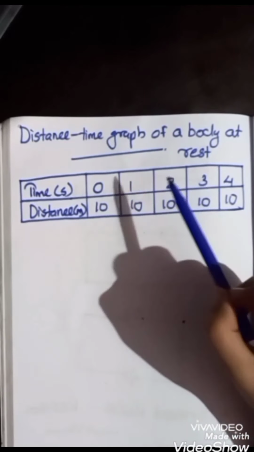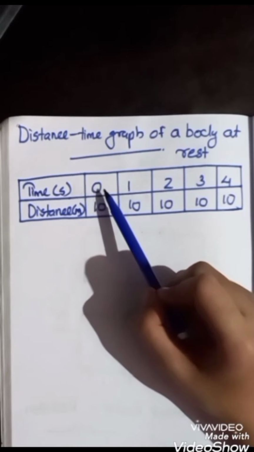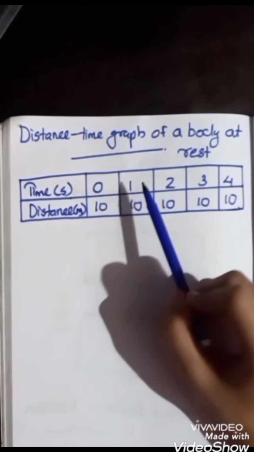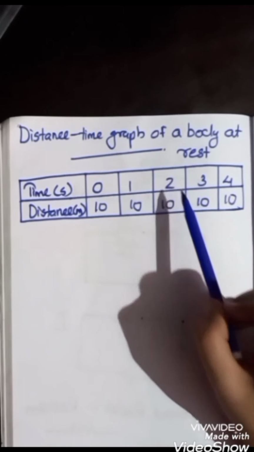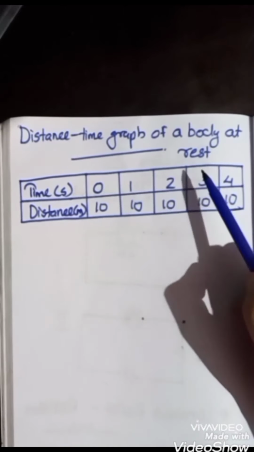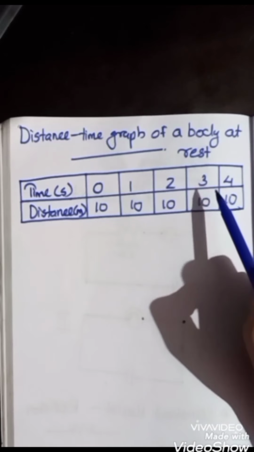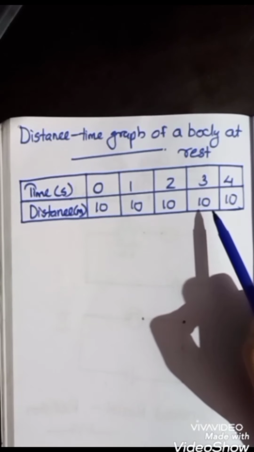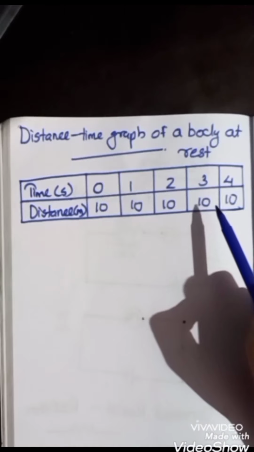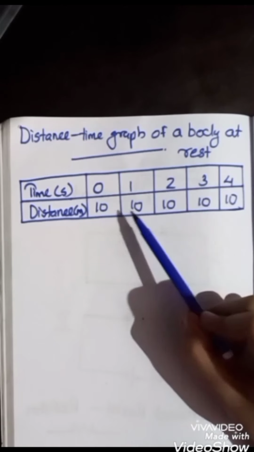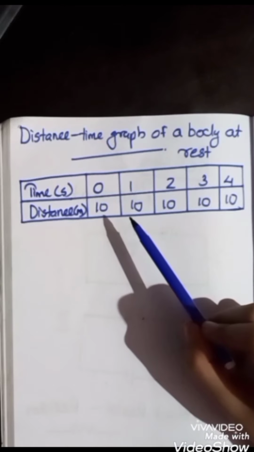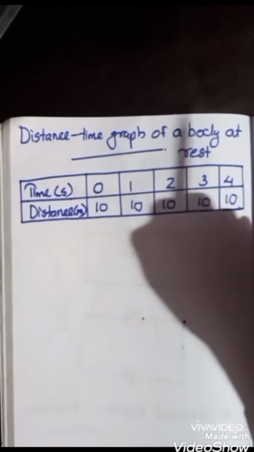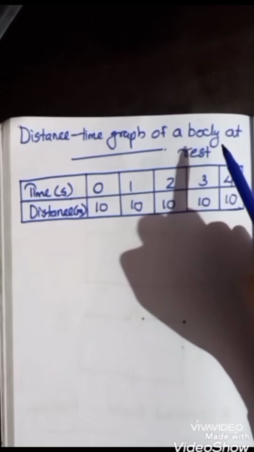Here is the data for drawing the graph: at 0 seconds it is 10 meter, at 1 second it is 10 meter, at 2 seconds it is 10 meter, and at 3 seconds also the distance is 10 meter. Here, with the passage of time the distance does not change. That means the position of the object does not change. That means the object is at rest.